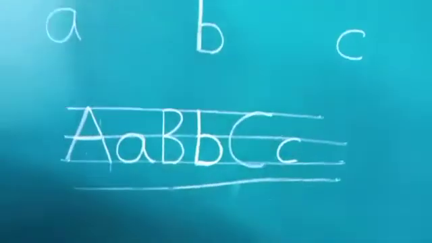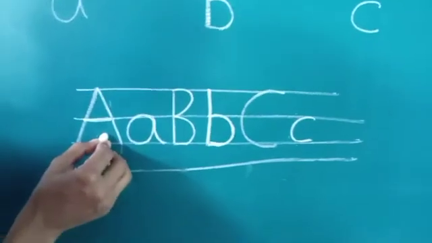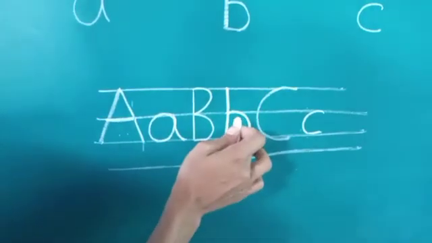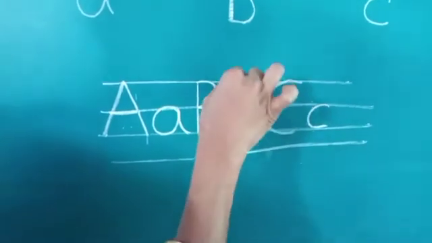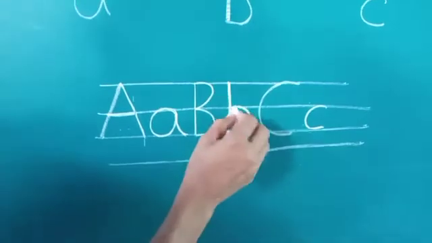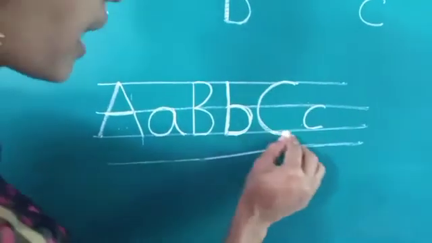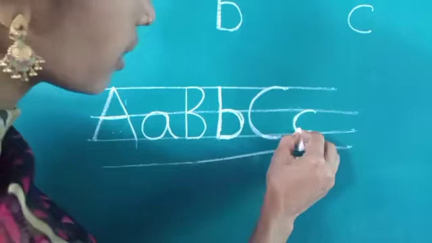Now you understood, children? See, capital A 3 lines, small a 2 lines. Capital B 3 lines, small b also 3 lines only. But only the standing line is 3 lines. Here the curved line is 2 lines. Here capital C 3 lines, small c 2 lines. How to write on the slate?